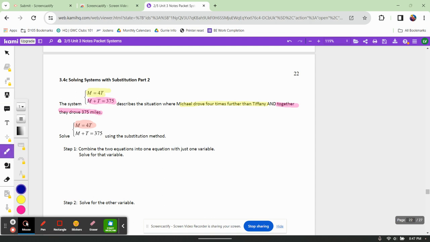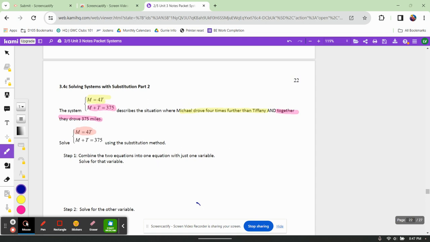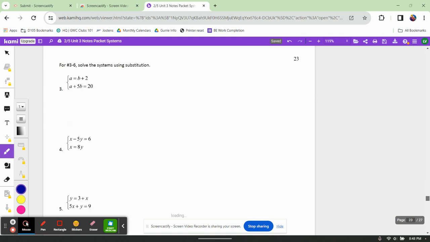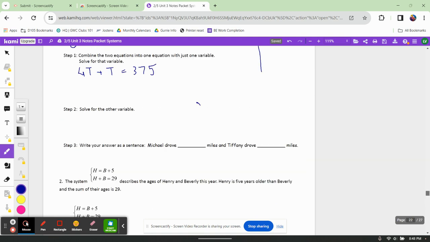So in this case, we're going to take this 4t and we're going to replace it in for this variable m in the second equation. So our new combined equation becomes 4t plus t equals 375. Now that means that we only have one variable left.